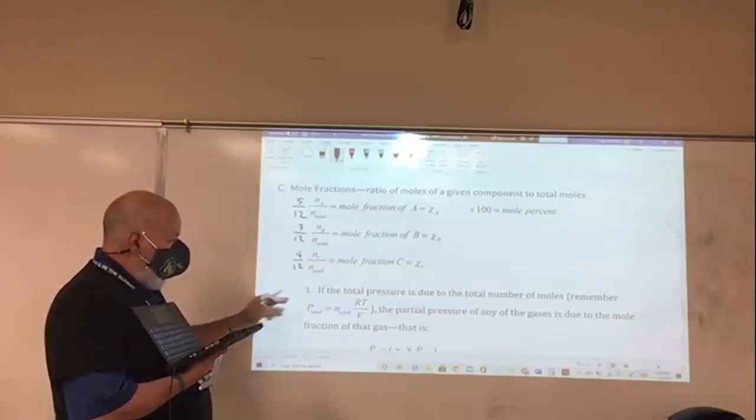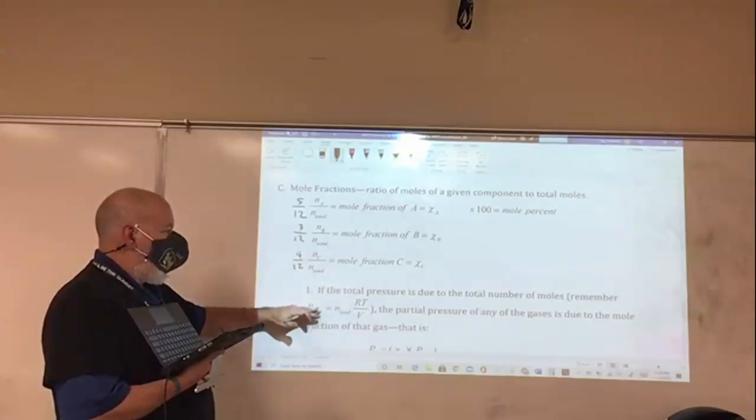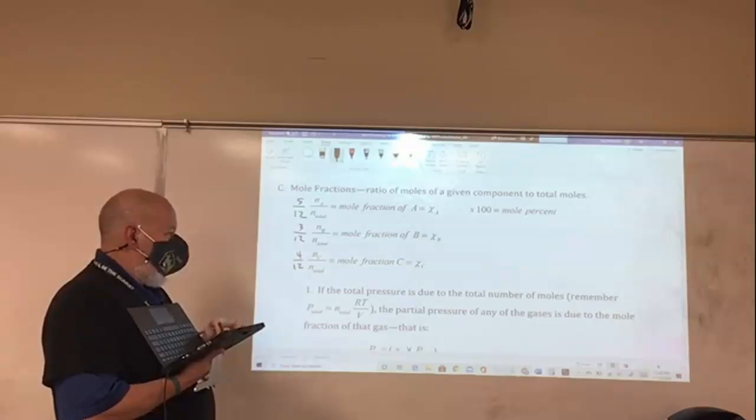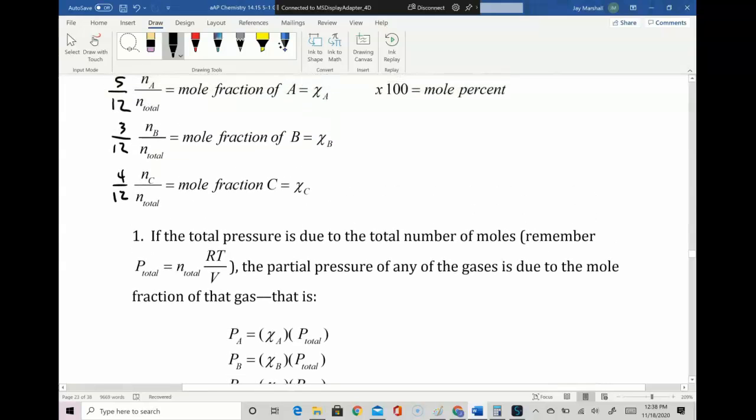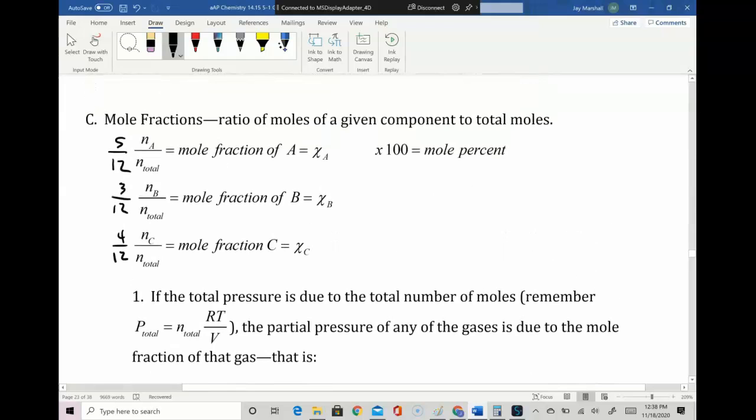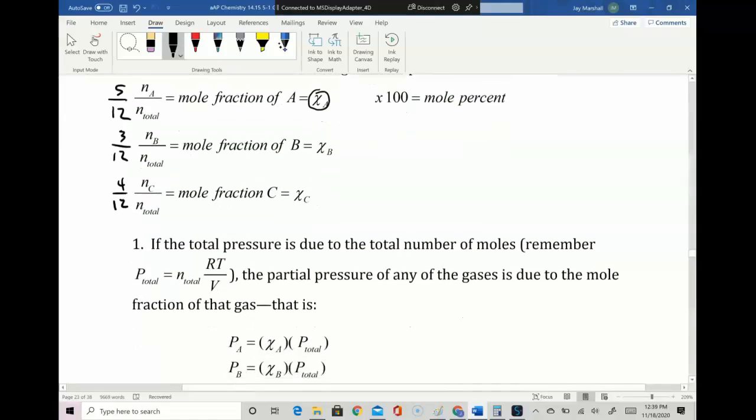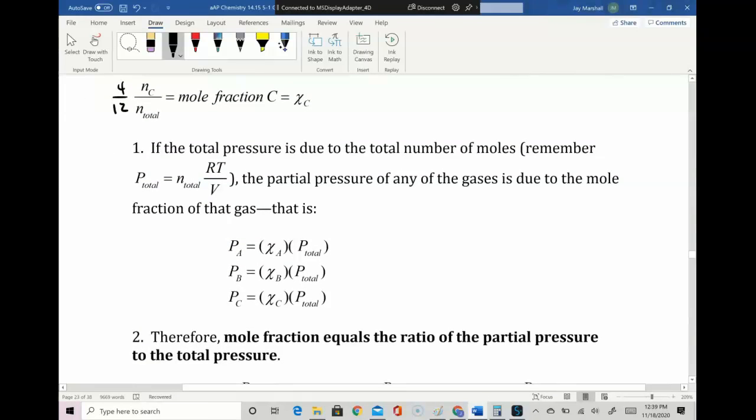Okay, so if the total pressure is due to the total number of moles, the partial pressure of any gas is due to the mole fraction of that gas. We're going to call this the mole fraction. How many moles out of the total does this one gas have? And we symbolize that with a special character, the Greek letter chi. So this is the symbol that we use for that.